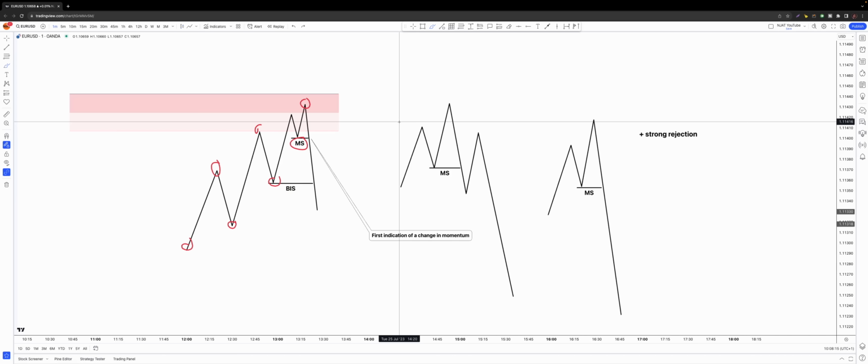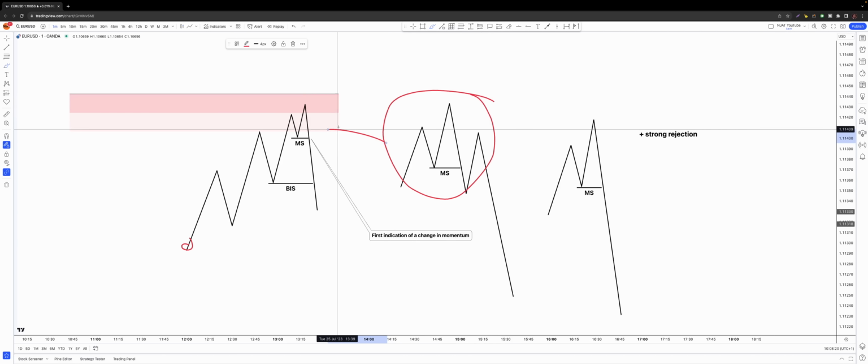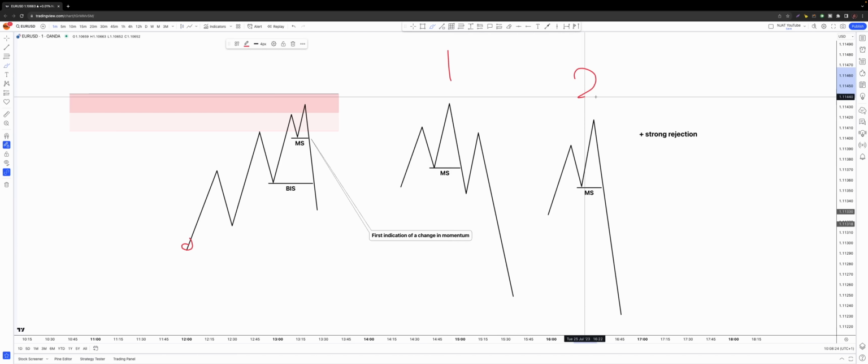So these two variations that we can see on screen right now, these are the zoomed in versions of what we see at higher time frame mitigations at good locations. We've got this one, which is number one, this one, which is number two here. So these are two different variations.